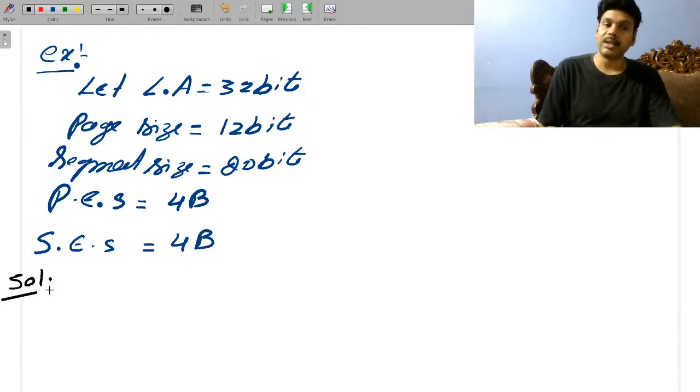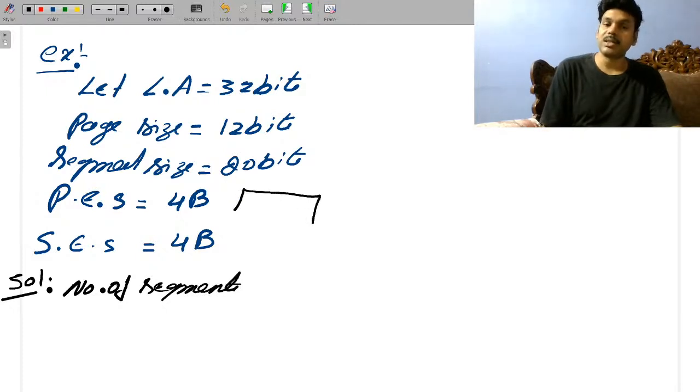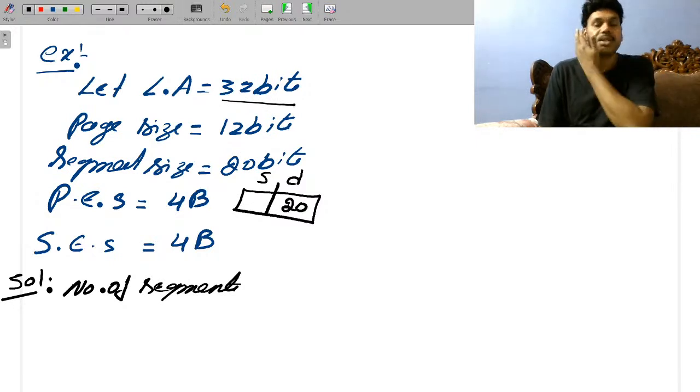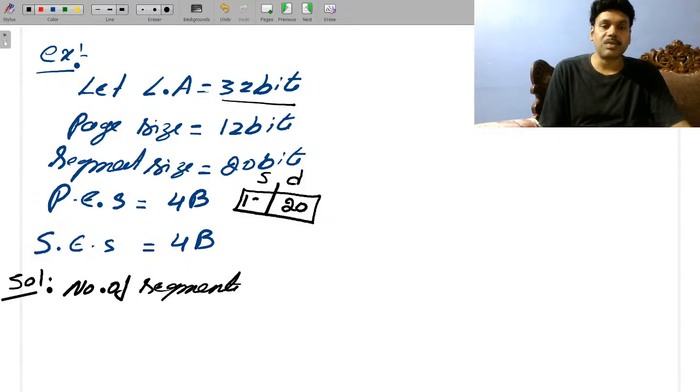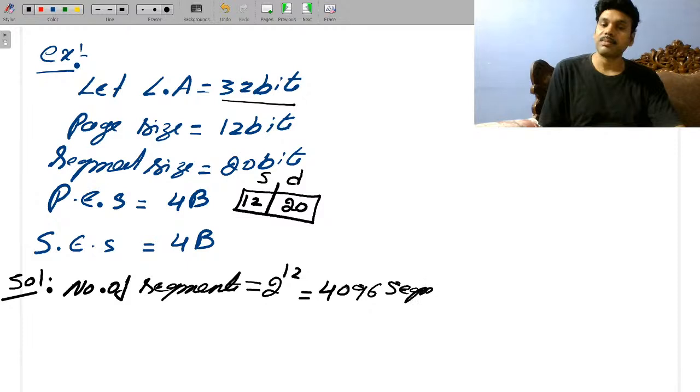The solution is like this. First question, number of segments. You know the number of segments by taking this diagram. There are two values, s comma d. So s is nothing but, out of 32 bits, 20 bits are given for the segment size, so the remaining 12 bits are for s. Therefore, observe friends, the number of segments is 2 power 12, which is nothing but 4096 segments. These many segments you got.